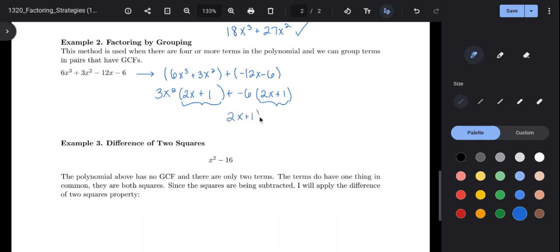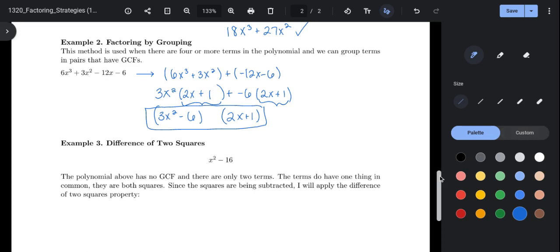So now to get our final set of factors, we have our 2x plus 1. And then we also take our greatest common factors of each of our sets of parentheses. So 3x squared minus 6. That makes up our other factor. So here is our factored form of our polynomial. Again, if you're unsure if we factored correctly, we can go ahead and distribute each of the terms in our sets of parentheses to see, do we get our original polynomial back?